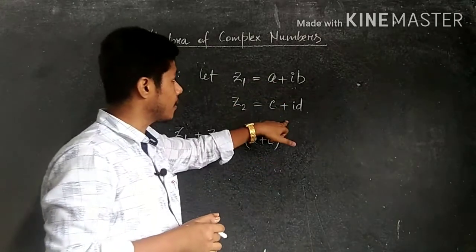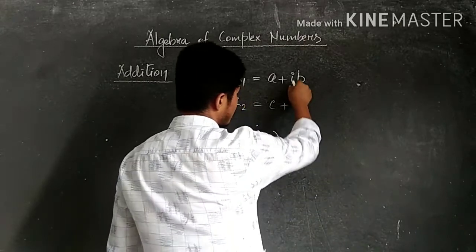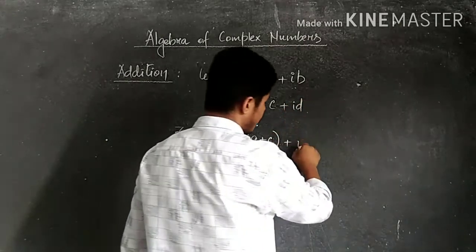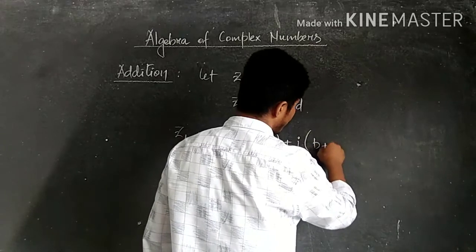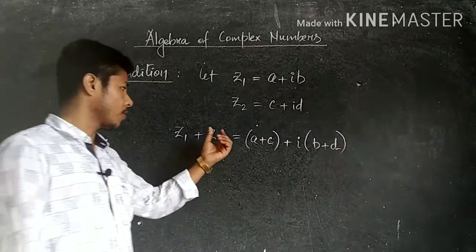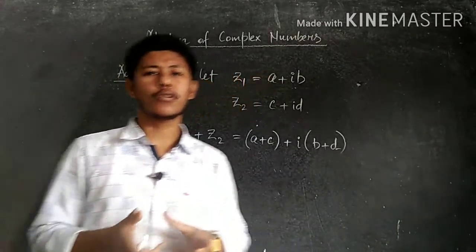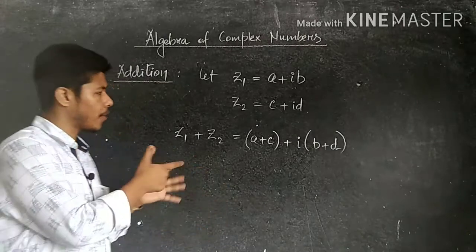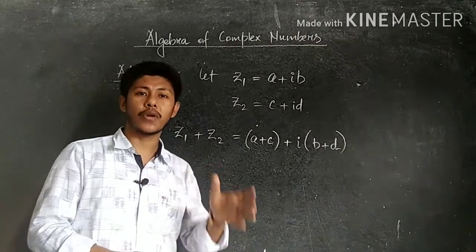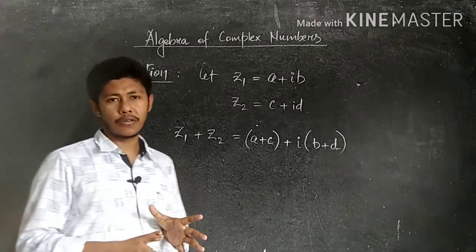In the second case, we add the imaginary part. In case of the imaginary part, what is common here? i is common, so we take i common. Simply we write b plus d. So this one is our answer. So when we add 2 complex numbers, always the real part we add with the real part, as well as the imaginary part we add with the imaginary part. I think all of you understood this one.